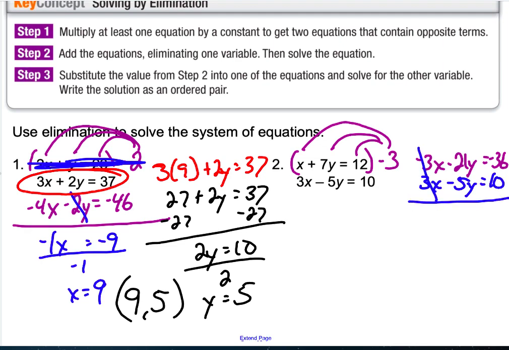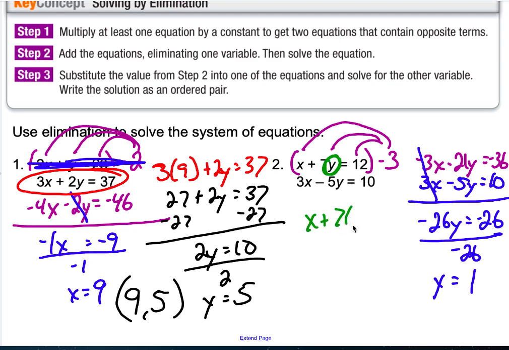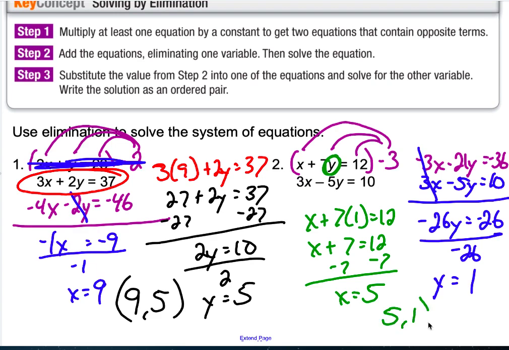So my x's turn to 0. I get -26y is equal to -26. And I get y is equal to 1. I'm going to plug that 1 back in for y. So x plus 7 times 1 equals 12. X plus 7 is equal to 12. So x is equal to 5. So I get a solution of 5, 1.